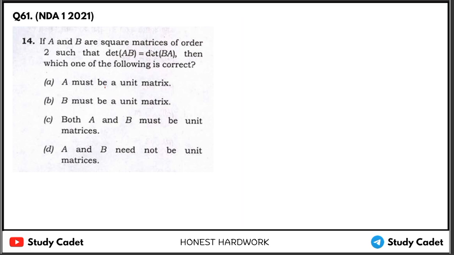61st question. A and B are square matrices of order 2. Determinant AB is equal to determinant of BA. Yes, this is obvious because we can split both the determinants. Must be unit matrix, no. Need not be unit matrices.